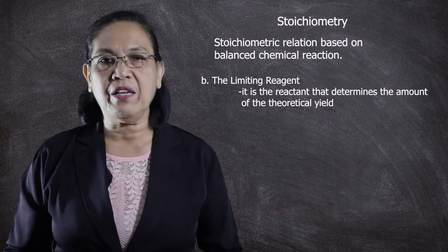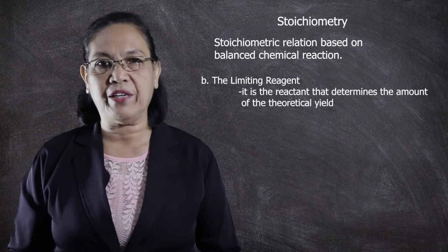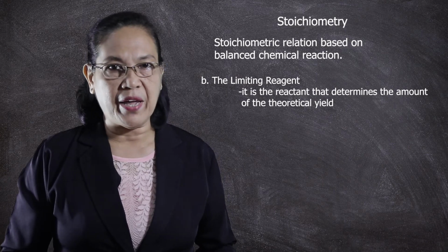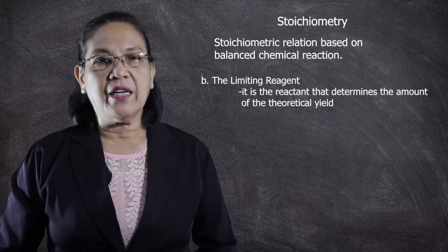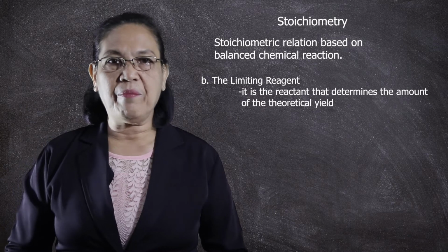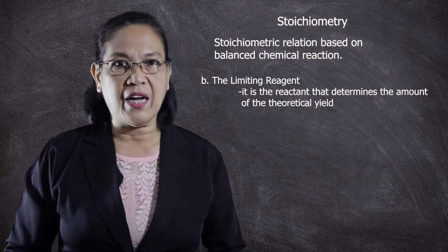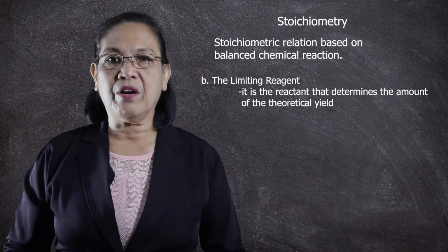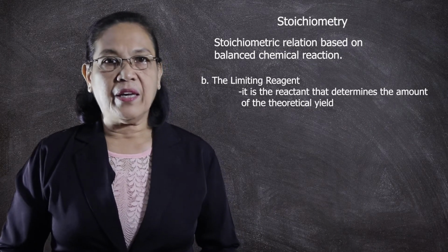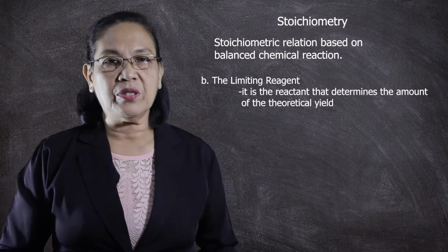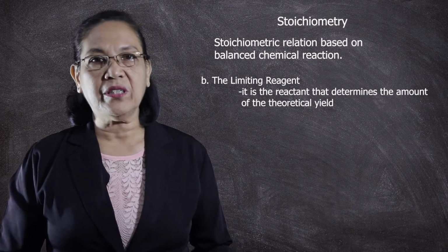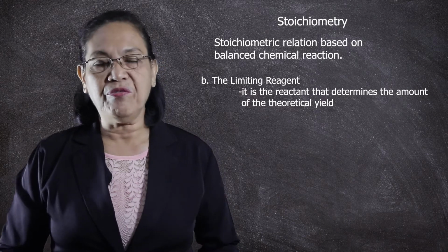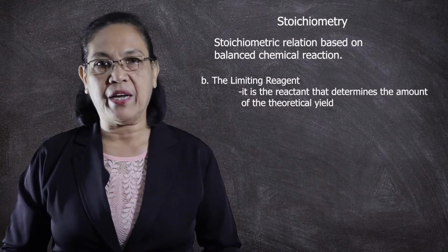There are steps to follow on how to determine the limiting reagent. First, we are going to balance the chemical reaction. Second, establish the mole and the gram relation, as I have just discussed a while ago. Third, get the number of moles of the desired product. And fourth, choose that reactant or reagent which gives the least number of moles of the desired product.